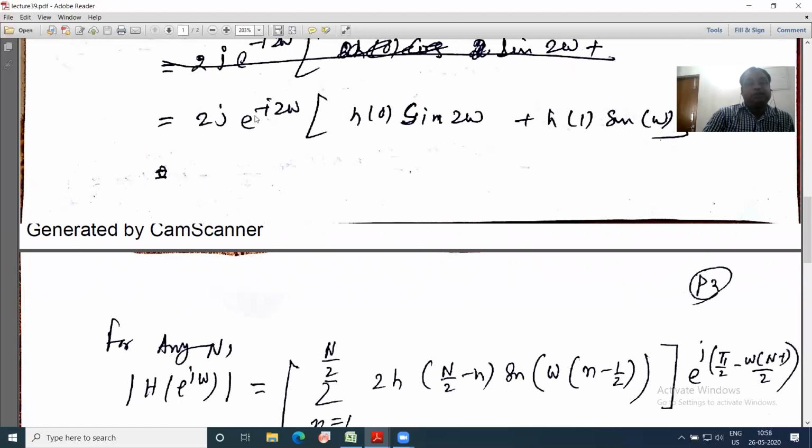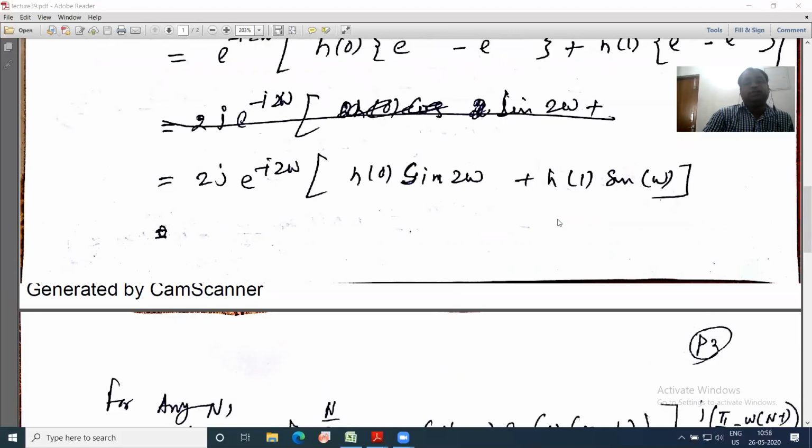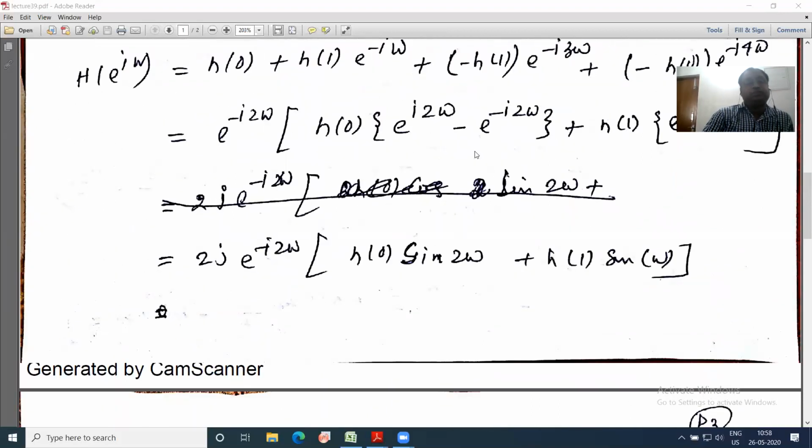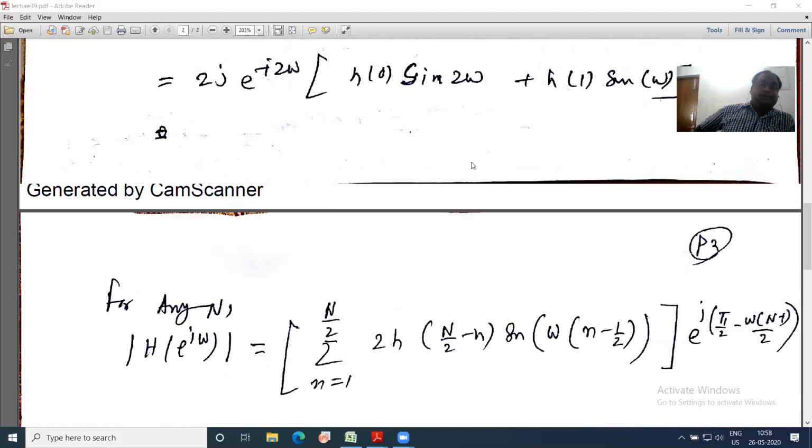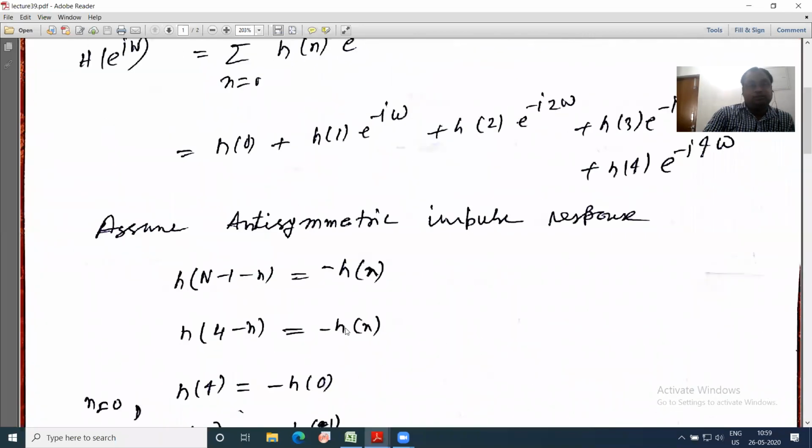So this will be equal to 2 times e power j, pi by 2 minus 2 omega. This time I have not written it out, what I am saying is e to the power j, pi by 2 minus 2 omega. Okay. So this will be equal to h0 sine 2 omega, h1 sine omega. This corresponds to this. Now in general, what I can write is n equal to 1 to N by 2, because here what is the value of N? N equal to 5.